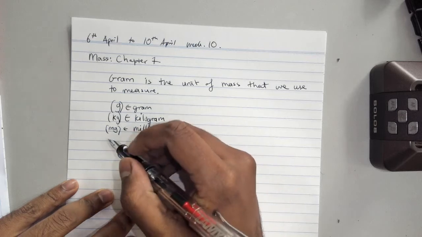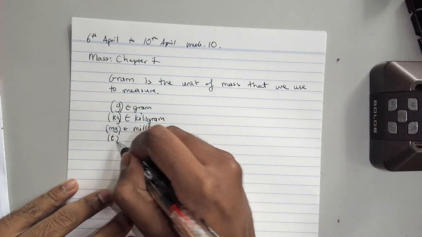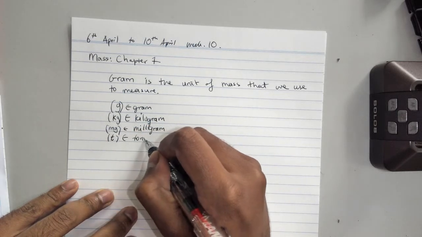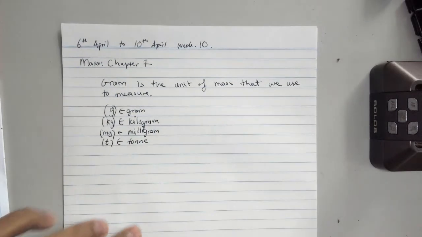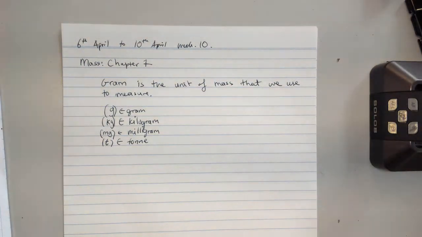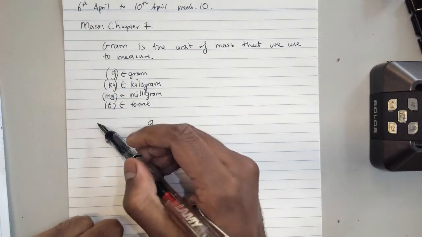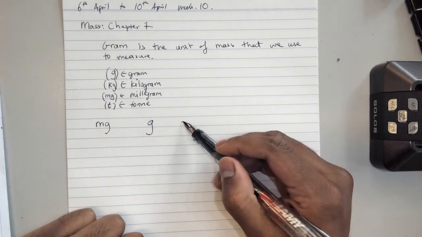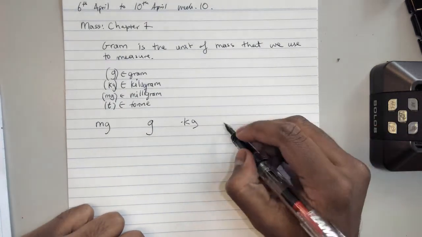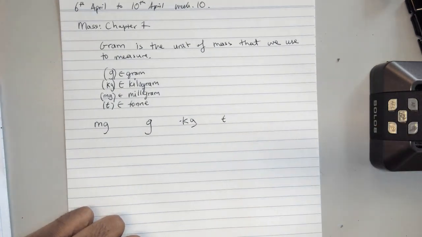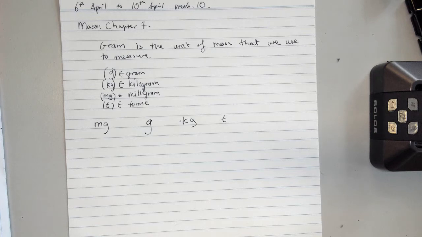And then we have what we call the ton. Okay, so these are the 4 things that we're going to use, and I'll show you how to get through and divide them or multiply them. So we'll start over here with the gram, and then we'll put mg over here, we'll put kg over there, and we'll put t over there. Alright, so let's do some arrowheads.